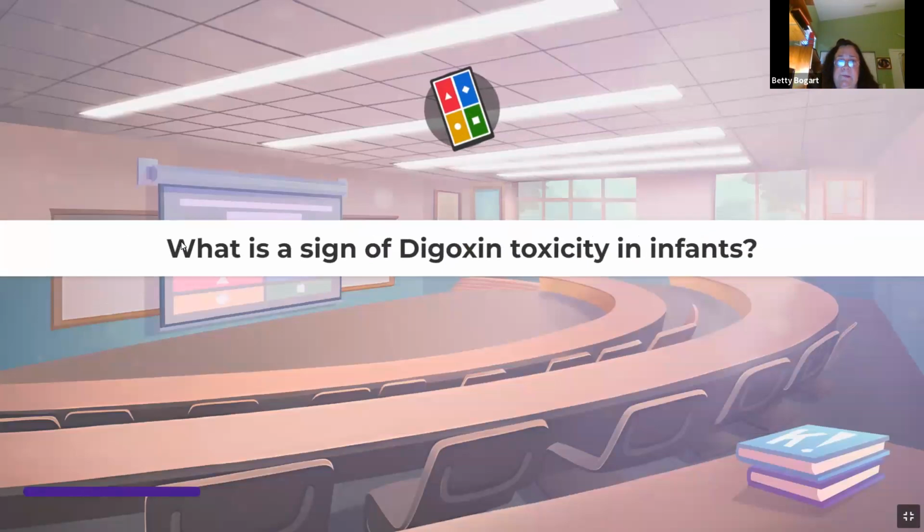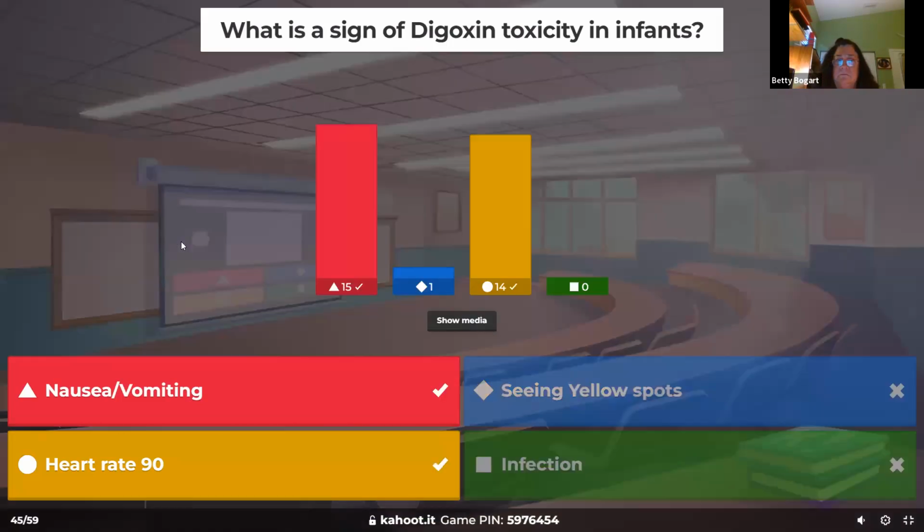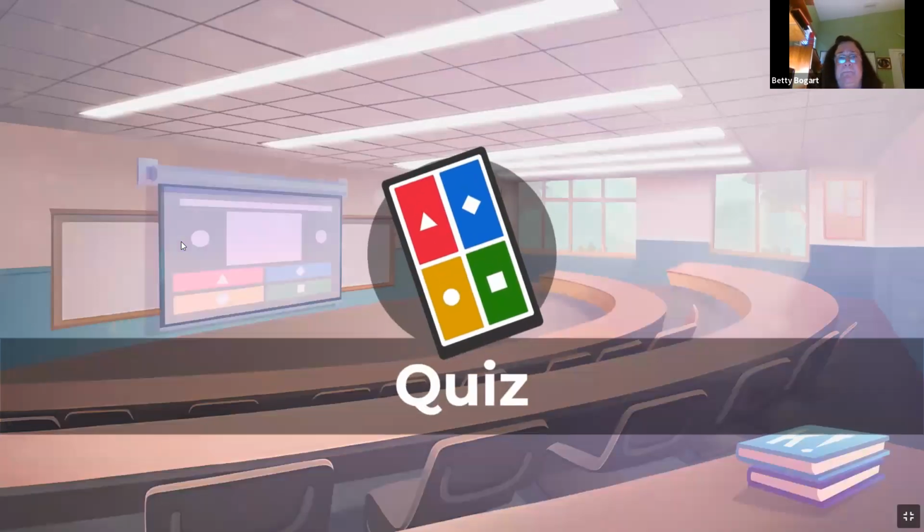What is a sign of digoxin toxicity in infants? What can they tell you? What do they show you? So they will see that nausea. Sometimes they're retching. You can see that, but vomiting for sure, and heart rate changes. And they're not going to say, hey, I'm seeing some yellow spots in front of my eyes. They don't have that ability. And again, infection has nothing to do with digoxin.